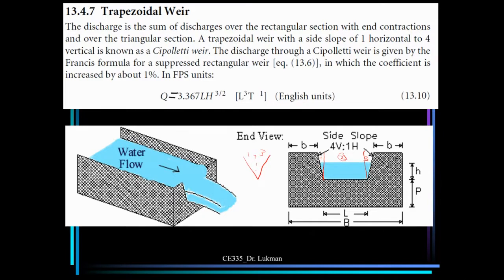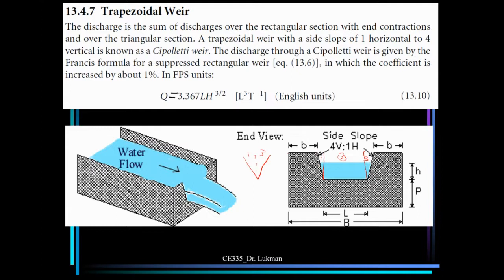Okay, so we now divide the trapezoidal weir into two, into triangular weir and rectangular weir, and then sum the equations for triangular weir and for rectangular weir. Okay, simple. So the discharge is the sum of discharges over the rectangular section with n contractions, and over the triangular section. Okay, you can see here it has n contractions. And a trapezoidal weir with a side slope of 1 horizontal to 4 vertical is known as a Cipolletti weir.